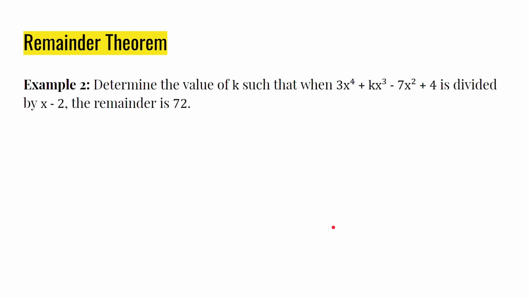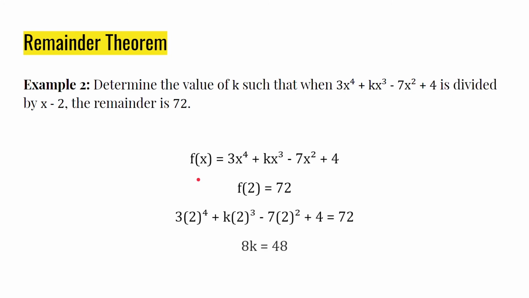Next, let us determine the value of k such that when 3x to the power 4 plus kx cubed minus 7x squared plus 4 is divided by x minus 2, the remainder is 72. Now, the information that is provided to us is f(a) equals 72 according to the remainder theorem. So, all we have to do is to substitute 2 into the equation and set it equal to 72 to get 8k minus 48, which will give us a final answer of k equals 6.